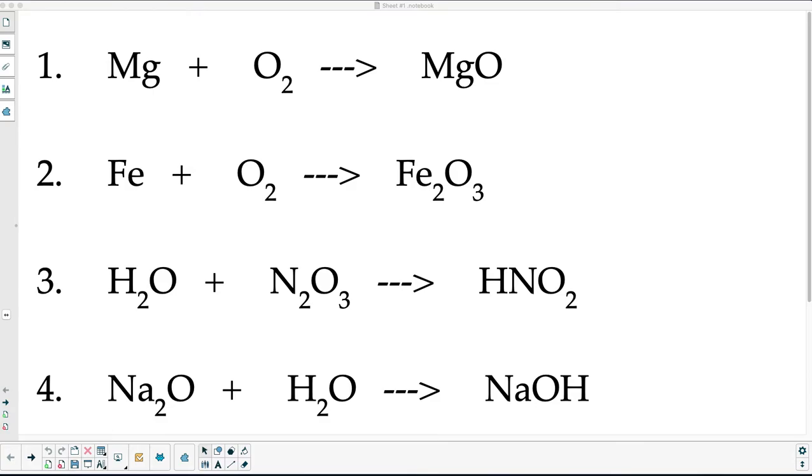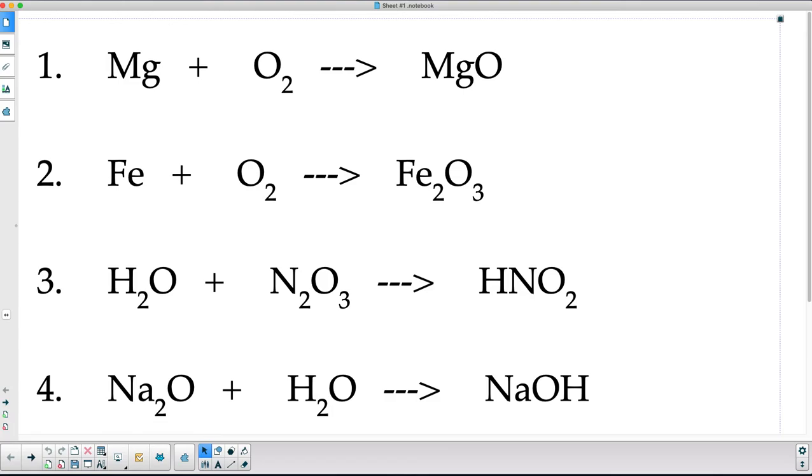I'm going to go through number 1. Number 1 is one of the easier ones, so that should be a pretty good place to start, and then I'll show you exactly what's going on after that. So start with number 1. I have magnesium plus O2, oxygen, on the left-hand side. Notice that there's only one magnesium because there's no number after it like there is for O2. So there's 2 oxygens on the left-hand side.